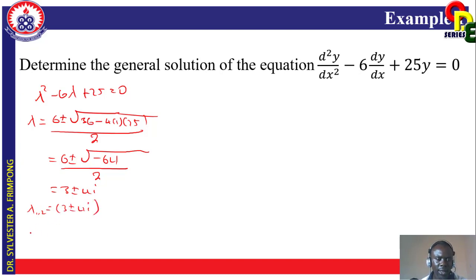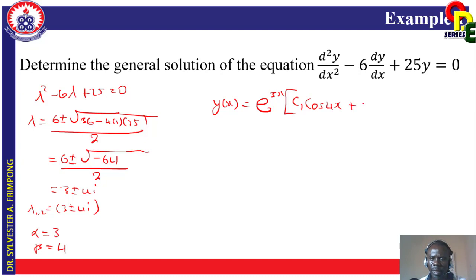So here, alpha is the real part, which is 3, and beta is the imaginary part, which is 4. So the general solution is going to be e raised to the power 3x multiplied by c1 cos 4x plus c2 sin 4x. Please don't get confused when I brought c1 and c2 instead of k1 and k2. You simply mean they are constants. So that is the general solution to this equation.